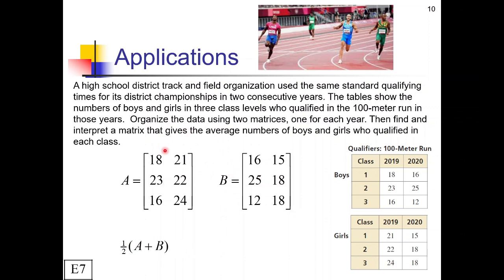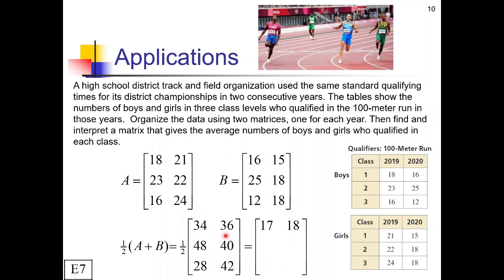So we're going to have 18 and 16 gives me 34. We've still got that 1/2 out there as well. And then we've got 21 and 15 is 36. 23 and 25 is 48. 22 and 18 is 40. 16 and 18 is 28. And then 24 and 18 gives us 42. And then we're just taking half of each of these. So we've got 17, 18, 24, 20, 14, and 21.